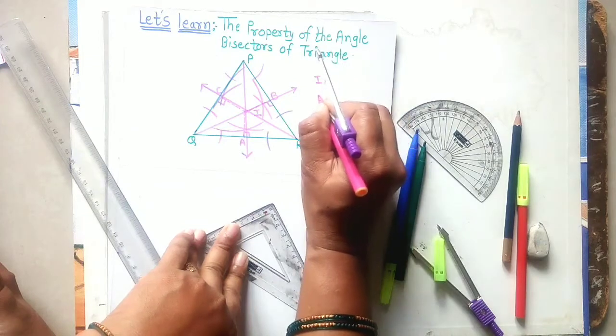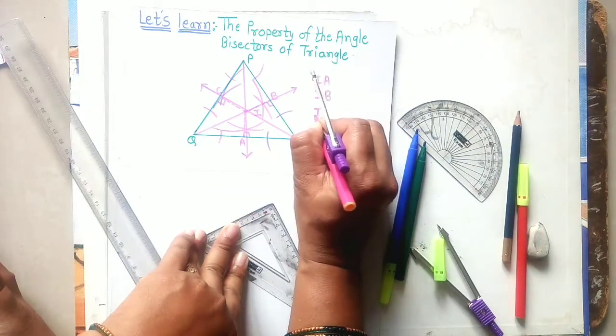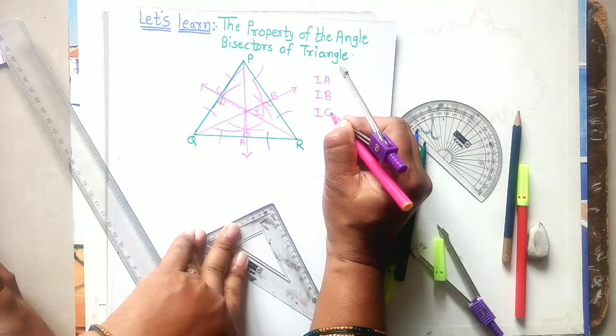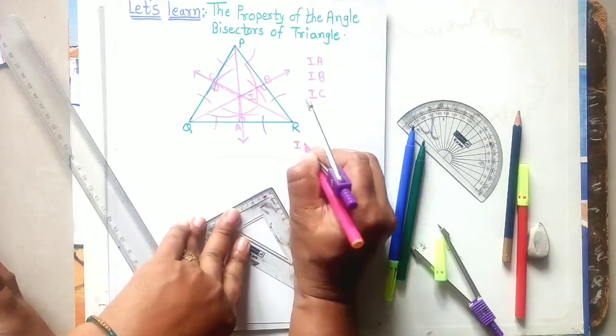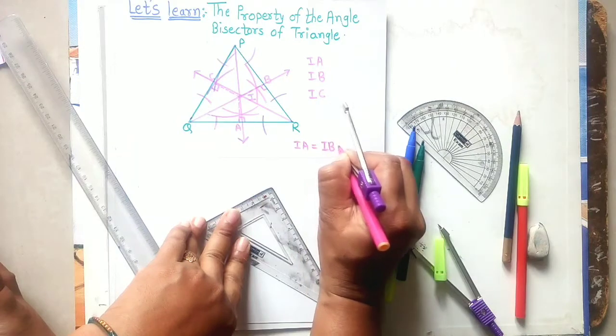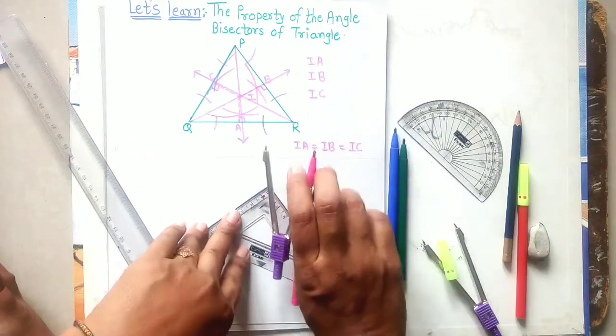IA, IB, IC are the distances from the sides of the triangle to the points of intersection. IA is equal to IB is equal to IC.